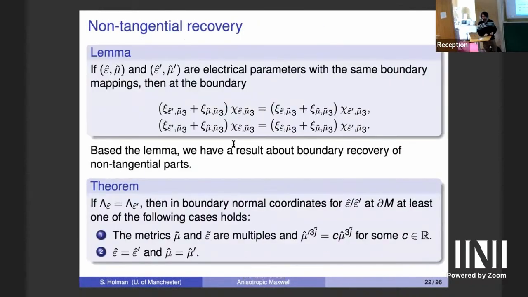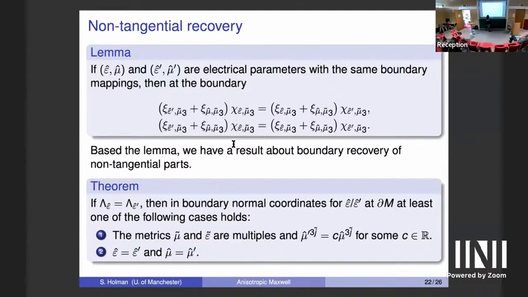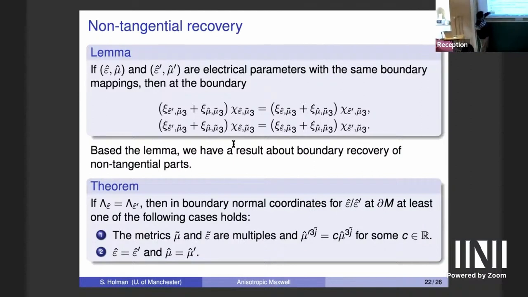Then, if you want to talk about the non-tangential components, the result is here. If we assume we know the boundary map, then we fix boundary normal coordinates for epsilon hat. Then you can either determine the metrics, that is, the boundary normal operators are the same for two different operators, or the tangential components of mu and epsilon are conformally related. So these are the two different cases, where you find the non-tangential components are related by a conformal factor.